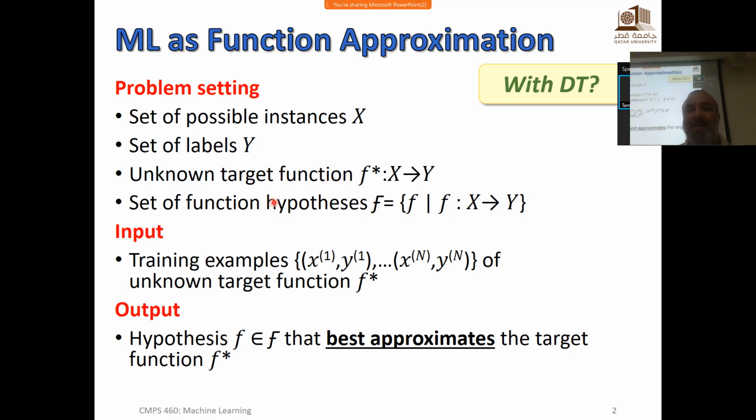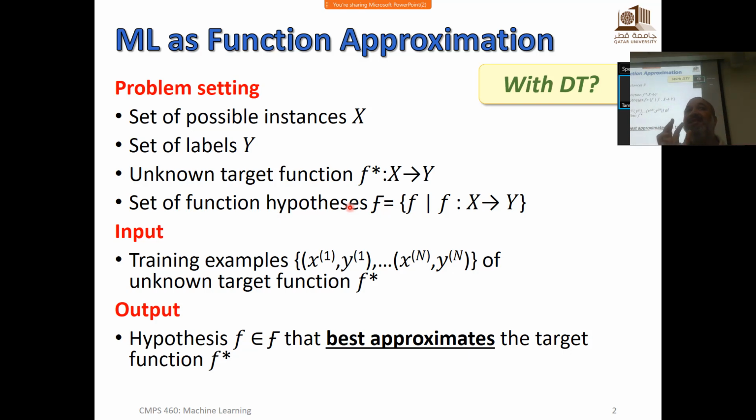What do you mean by set of function hypotheses? These are all possible models that we can learn in general. Remember that every model here will be a function, right? So in this formalization, we are learning functions. We have to have a space of these functions, right? We want to get one that is good enough. One among so many. Okay?